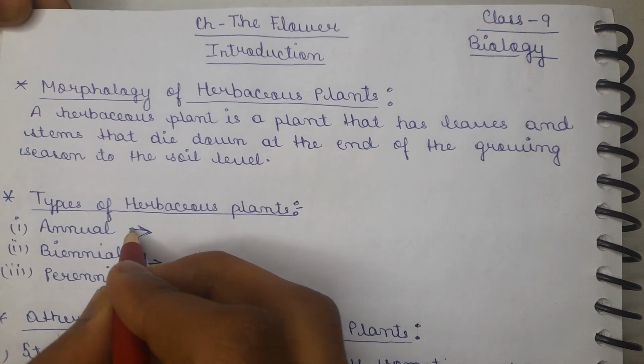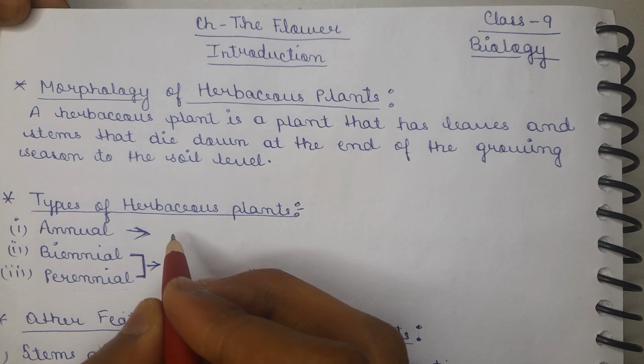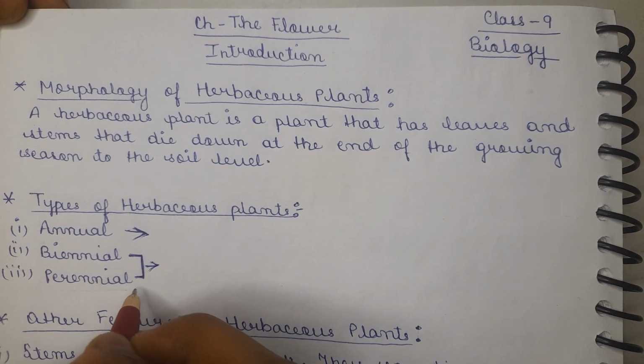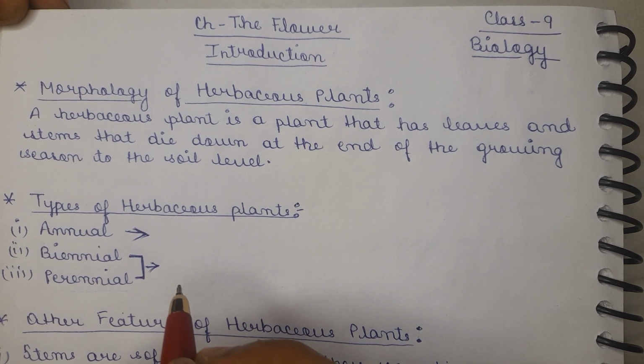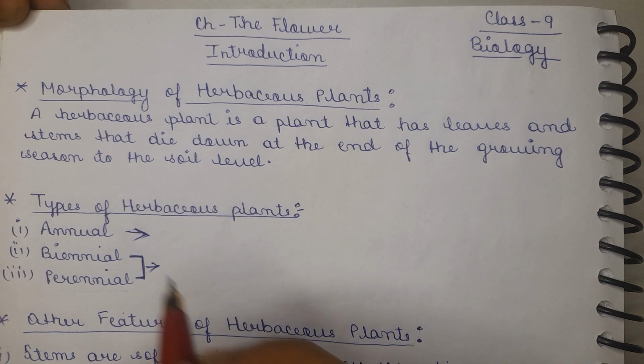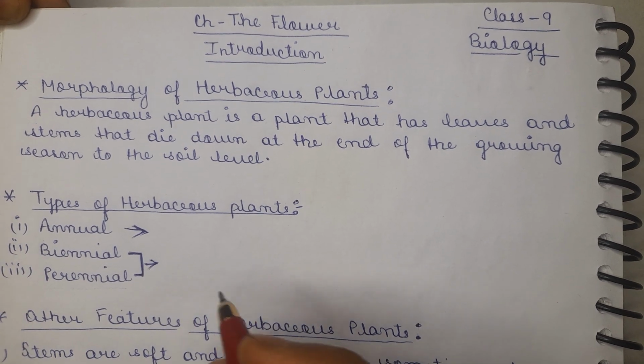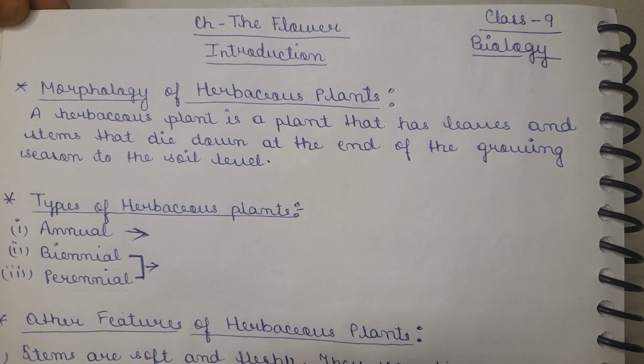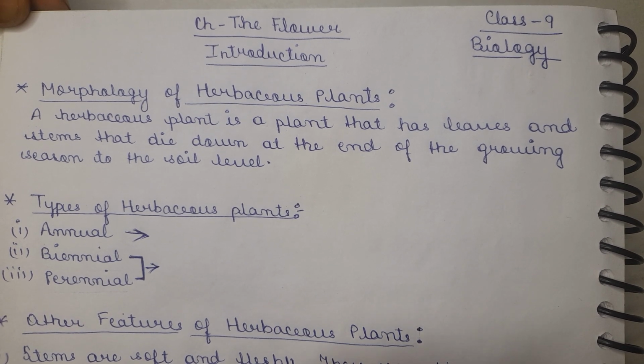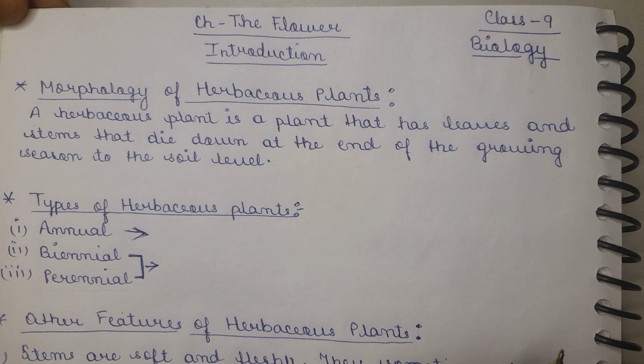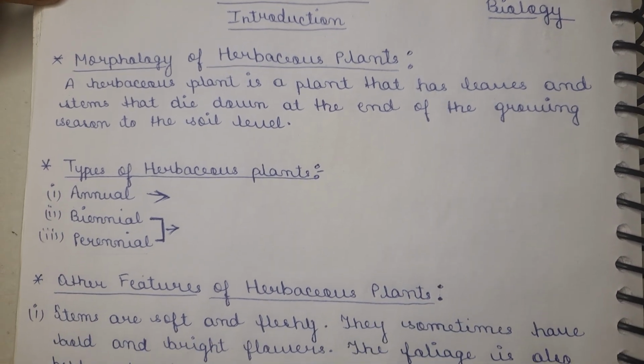The annual herbaceous plants die completely at the end of the growing season, but the biennial and perennial herbaceous plants die, and their remains exist above the ground, or we can say close to the ground. That's why they grow into new plants from these remains only. Now some features of these herbaceous plants are as follows.